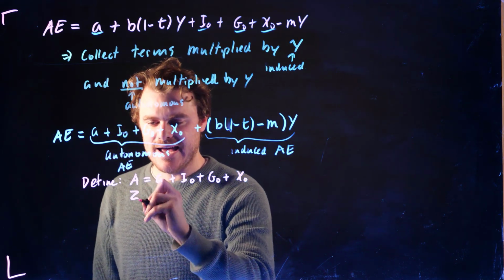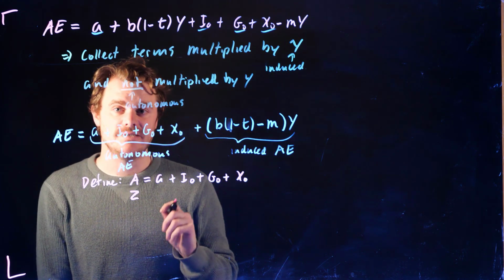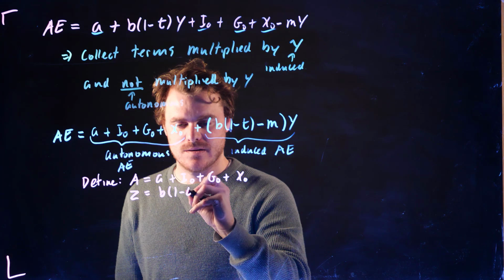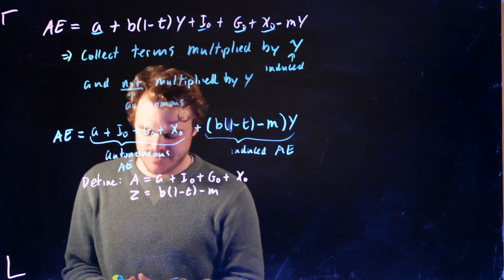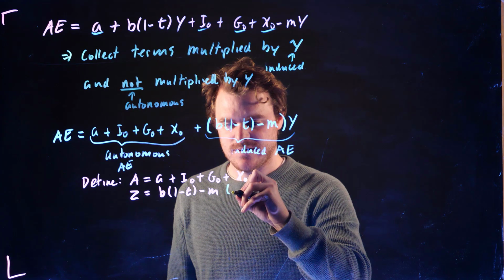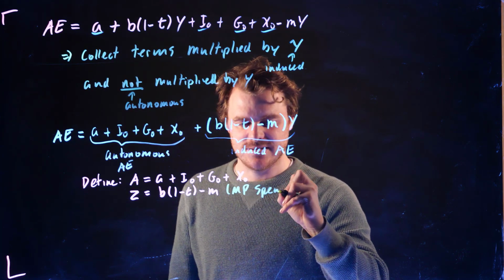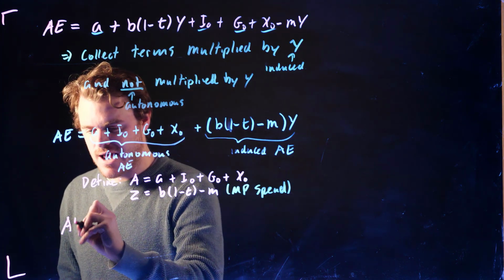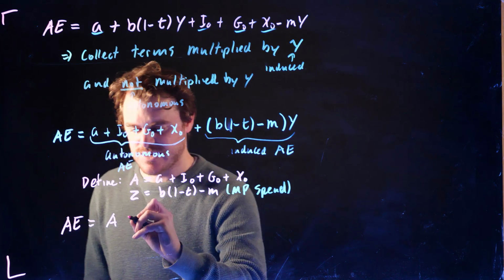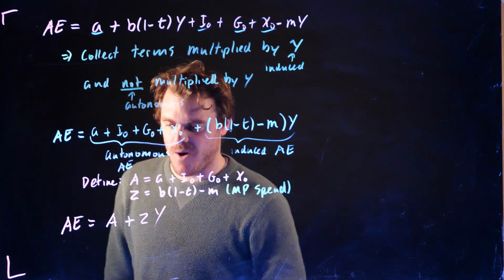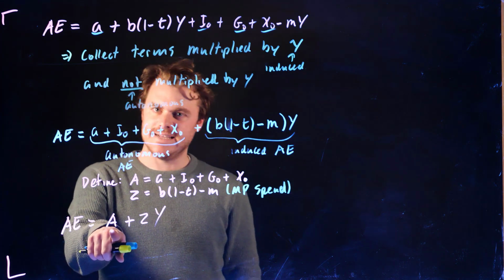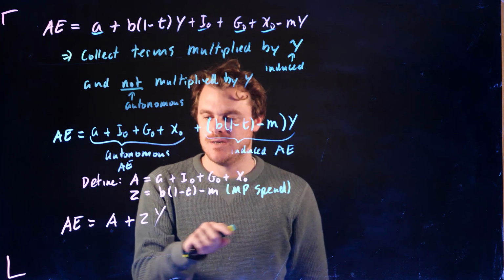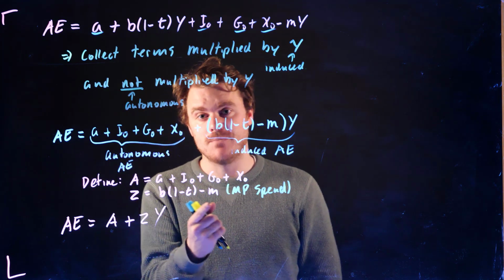and we're going to define Z, that marginal propensity to spend, the slope of our AE function, as this. This is the marginal propensity to spend. It's like the slope of our AE. Then we can rewrite our AE function, just like we did last week, A plus Z times Y. Just, what that Z stands for is a little bit more complicated. There's just a couple more terms.